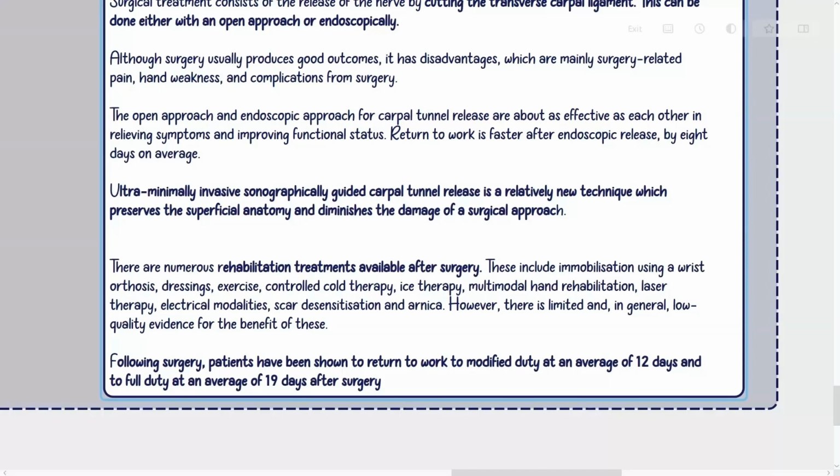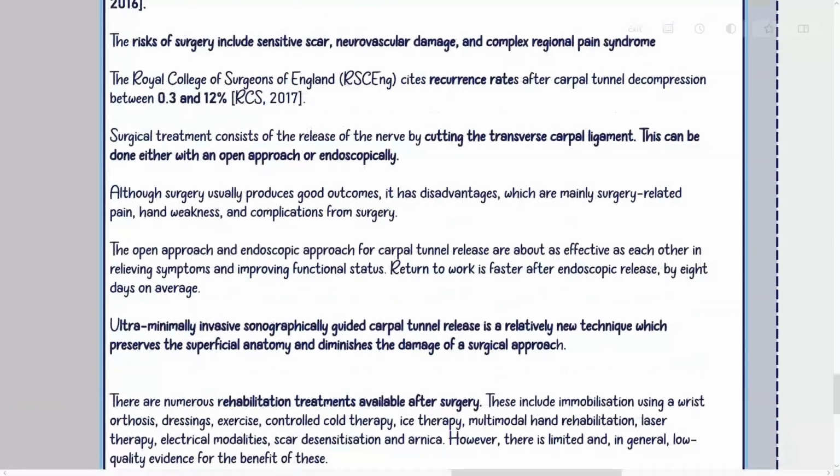There are numerous rehabilitation treatments available after surgery. These include immobilization using a wrist orthosis, dressings, exercise, controlled cold therapy, ice therapy, multimodal hand rehabilitation, laser therapy, electrical modalities, desensitization, and arnica. However, there is limited and, in general, low-quality evidence for the benefit of these. Following surgery, patients have been shown to return to modified duty work at an average of 12 days, and to full duty at an average of 19 days after surgery.